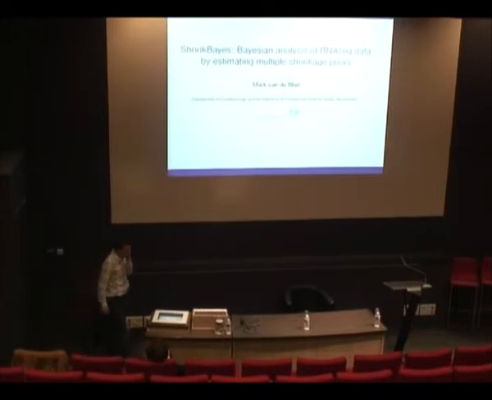So the work that I'll be discussing is called ShrinkBayes. That's basically a fancy name, like in genomics, you always have to give a fancy name to something. It's the name of the R package that's behind this methodology. And it stands for Bayesian analysis of RNA-seq data. Well, that's just an application that can actually be used for other types of data, any high-dimensional data in some sense. And the core of it is that we estimate multiple shrinkage priors.